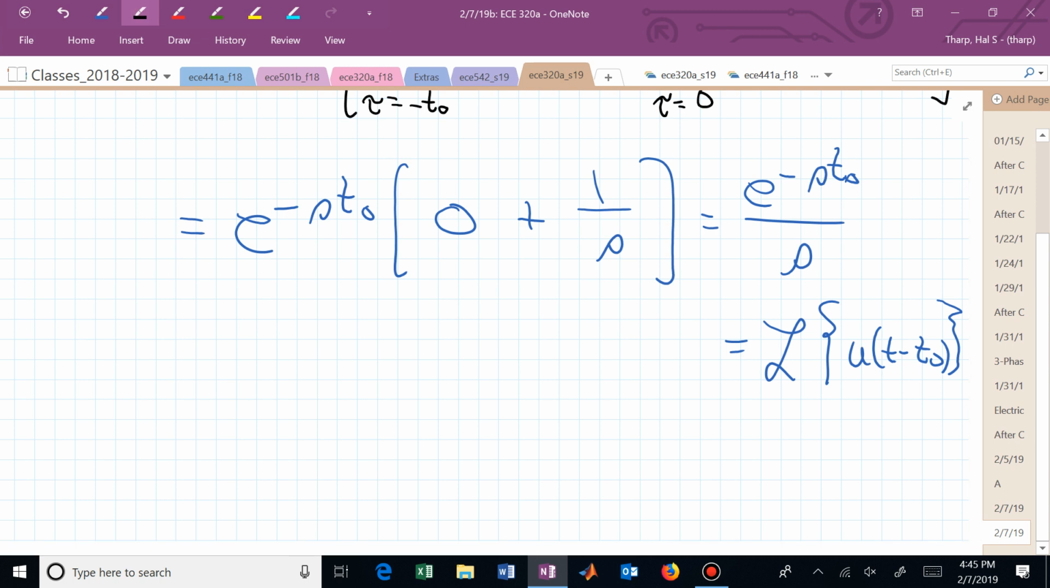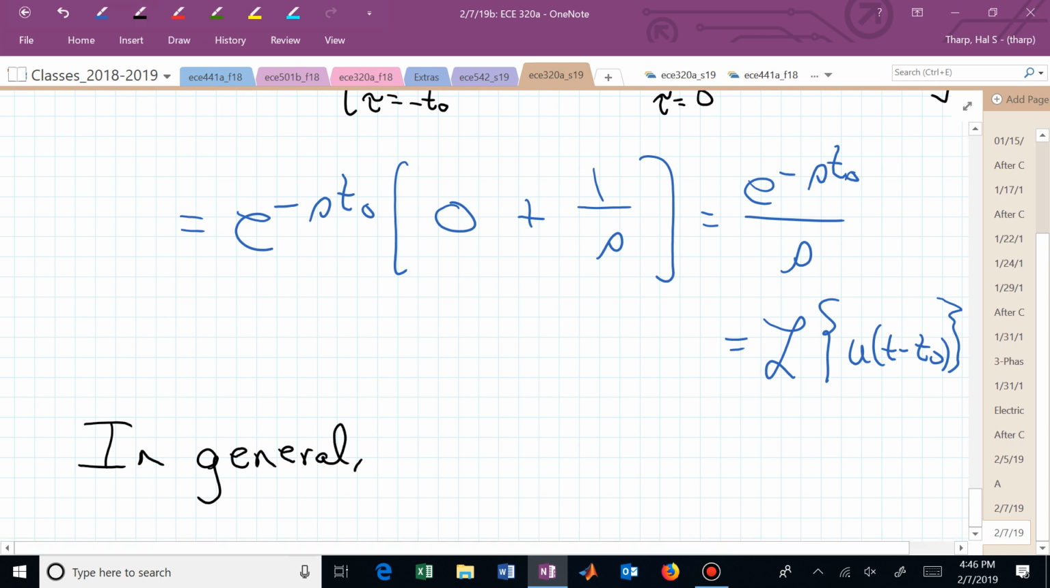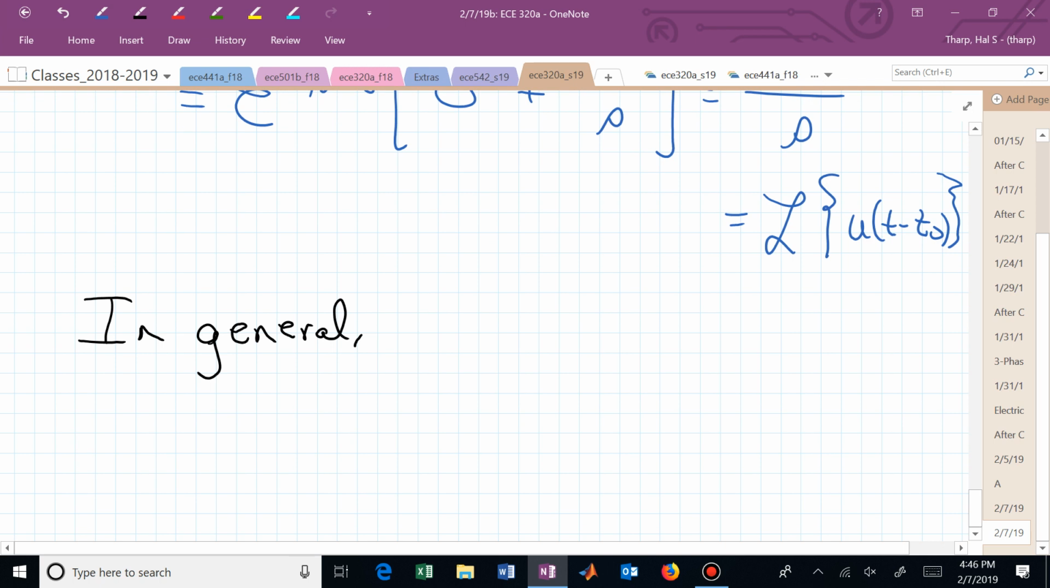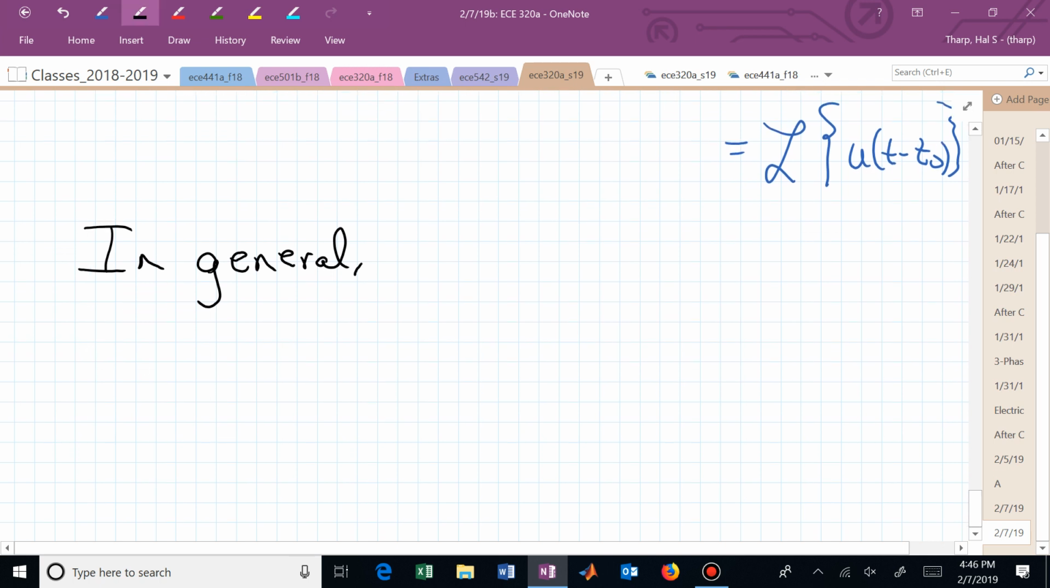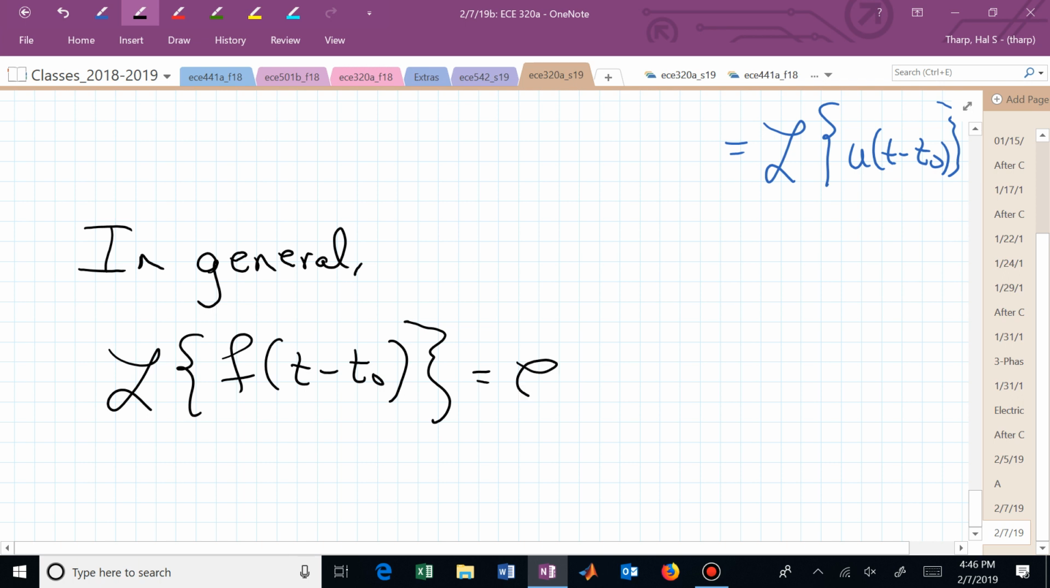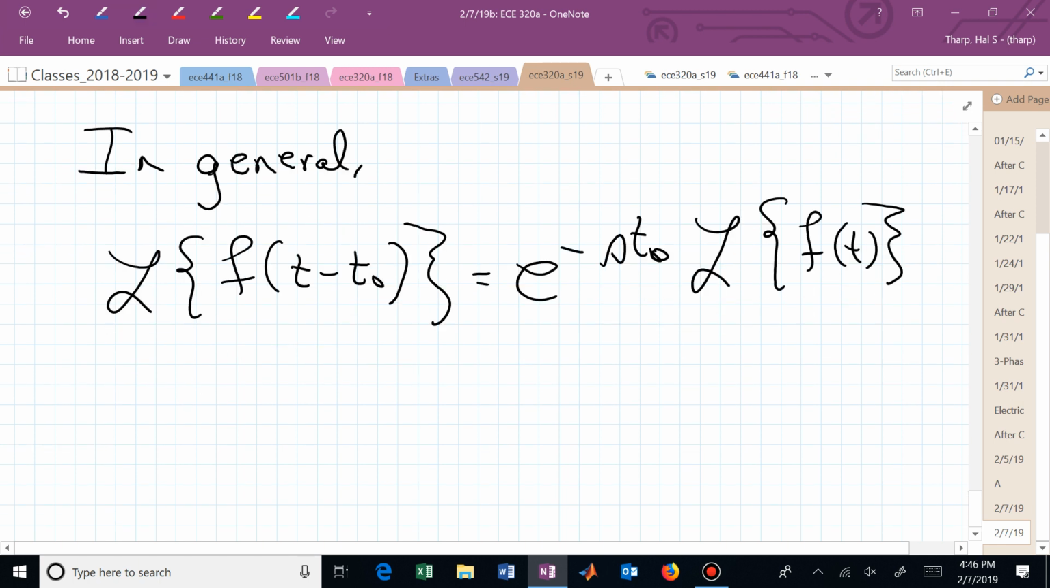So now we've just scaled 1 over s by e to the minus st naught, where t naught was the amount of delay. In general, this holds for any delayed waveform that we already have a Laplace transform for. So let me just conclude, in general, the Laplace transform of a delayed waveform f of t is going to be e to the minus st naught times the Laplace of the original waveform f of t. Or this is now e to the minus st naught, capital F of s.